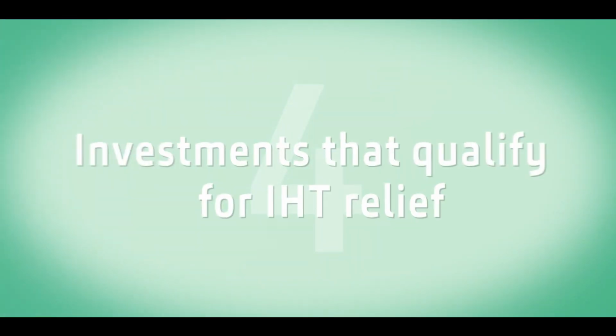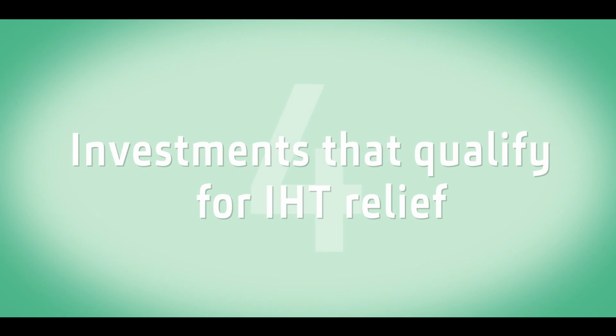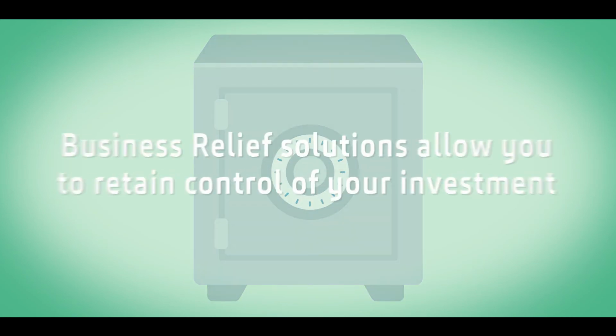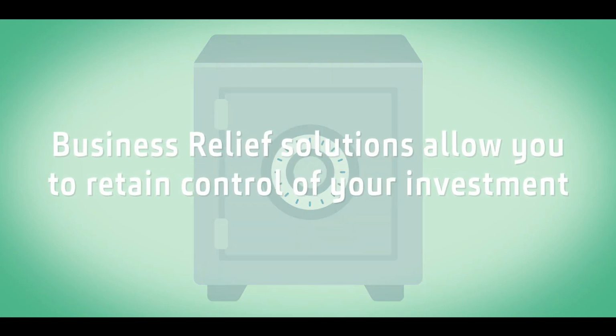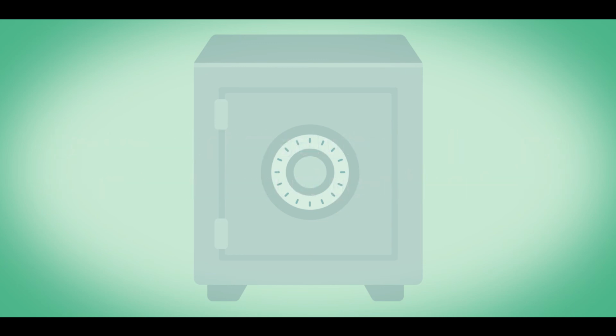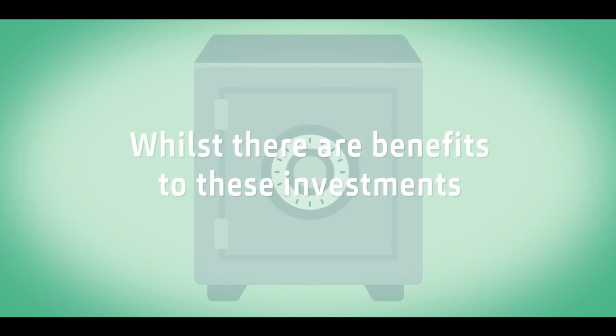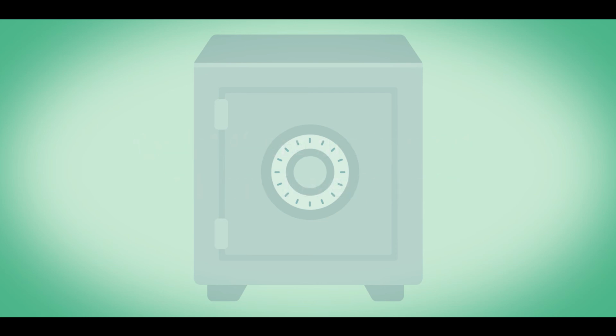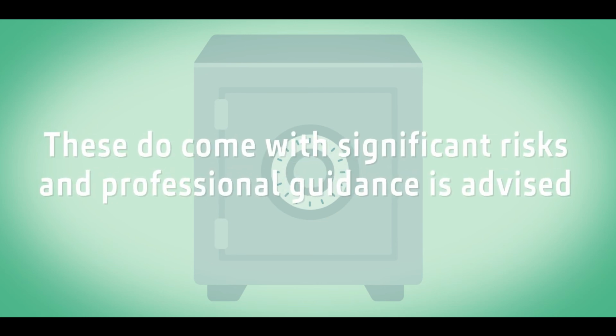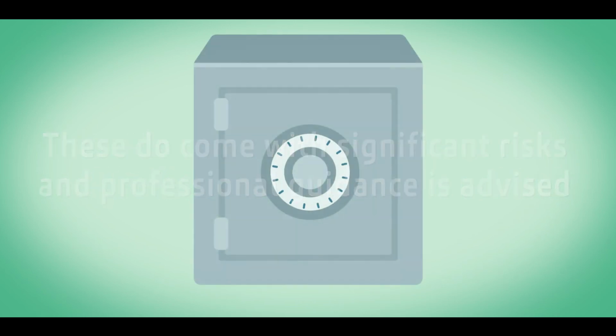Another solution available is investments that qualify for an exemption called business relief. Providing these investments are held for 2 years and at the date of death, they would then be exempt from inheritance tax. One of the benefits of these investments is they would still be your investments, allowing you to retain control and access to the money. However, these investments do come with significant risks and they wouldn't be appropriate for all individuals. Again, professional advice would be needed on this subject to assess the suitability of these types of investments.